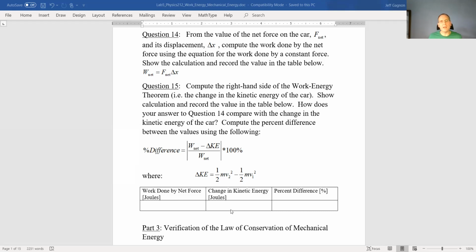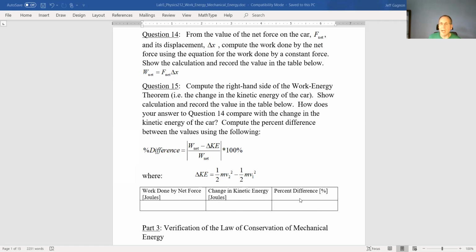And then finally, I want you to compare these two by computing what's called a percent difference. It's really the same as a percent experimental error, except that we're deciding that the net work is going to be like our accepted value. But it's really nothing more than a percent experimental error. We're just calling it a percent difference here, because there's truly not something that is really the accepted value.